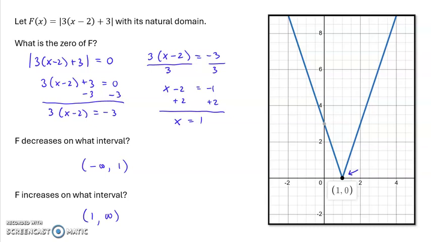And our graph is decreasing from negative infinity all the way until that x value of 1, and then it'll start increasing at 1 all the way to positive infinity.